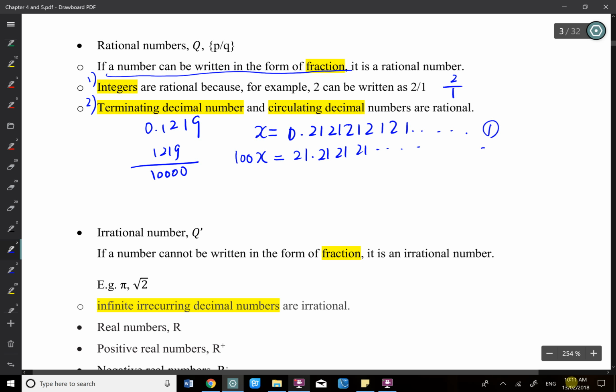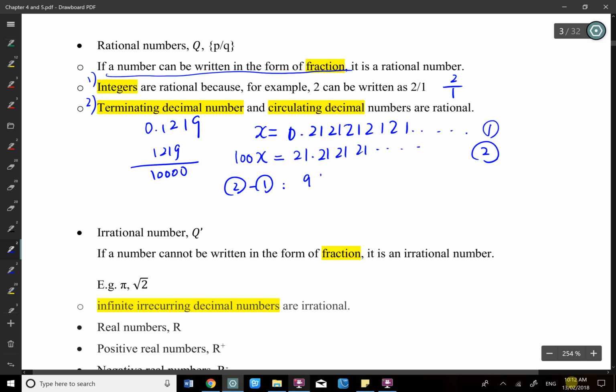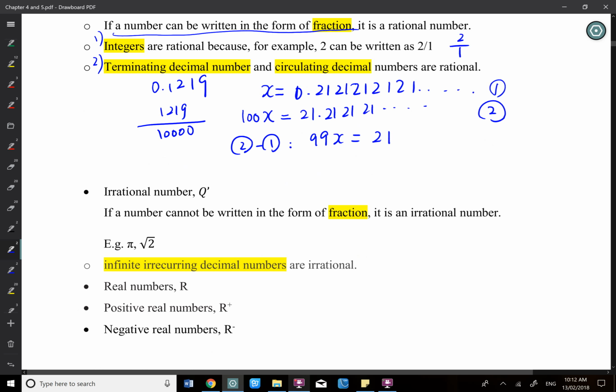I will use equation 2 minus equation 1. What's the left hand side equal to? Equation 2 minus equation 1 gives 99x. What's the right hand side equal to? 21 only, because the decimals get cancelled. Just keep circulating. So it's 21. So x is just 21 over 99. And x is 7 over 33. Done. That's in the fraction form.